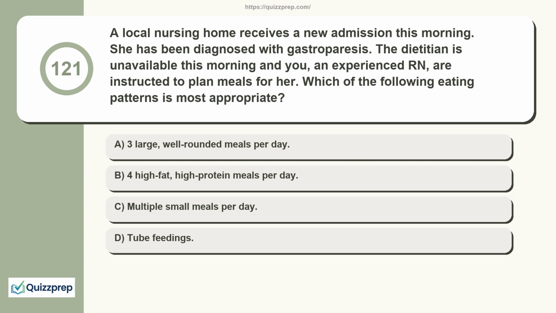Question 121. A local nursing home receives a new admission this morning. She has been diagnosed with gastroparesis. The dietitian is unavailable this morning and you, an experienced RN, are instructed to plan meals for her. Which of the following eating patterns is most appropriate? 3 large, well-rounded meals per day. 4 high-fat, high-protein meals per day. Multiple small meals per day. Tube feedings.